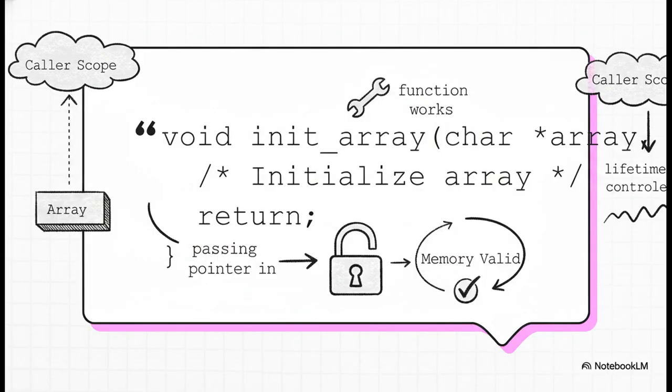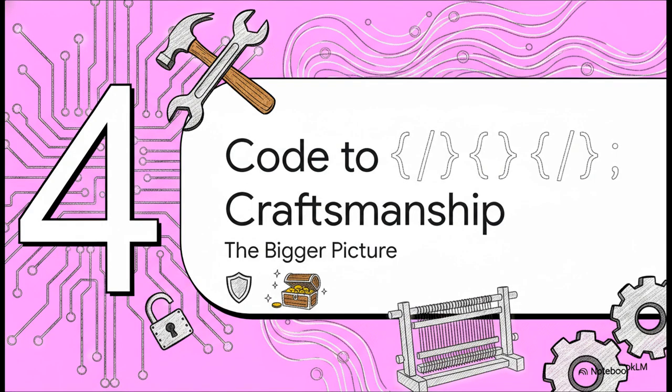So what's the right way to do it? Well, the compliant solution completely flips the logic. Instead of creating the array inside and passing a pointer out, we do the opposite. We create the array outside, in a safe place where it's going to stick around, and then we pass a pointer into the function for it to work on. The function does its job, returns, and everybody's happy because the memory is still valid. Understanding this kind of distinction is what elevates you from just writing code that compiles to practicing true software craftsmanship. It's about seeing the bigger picture.